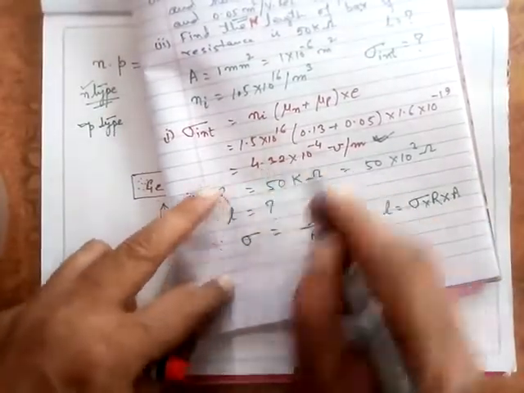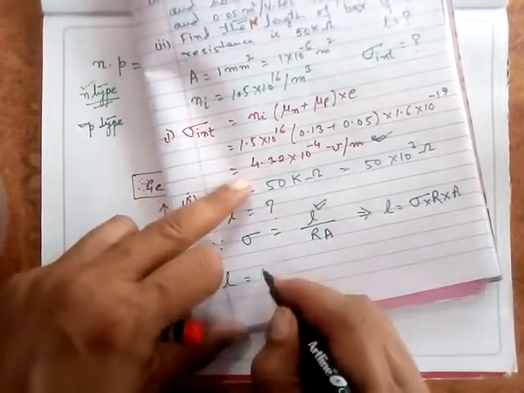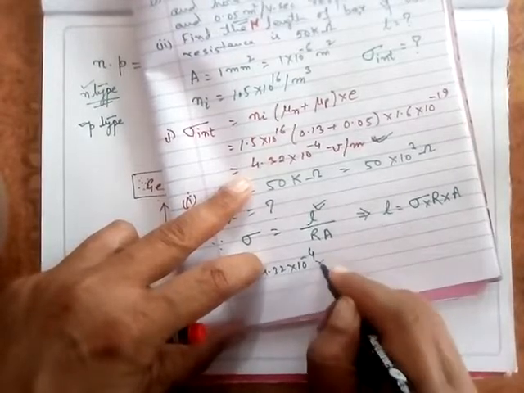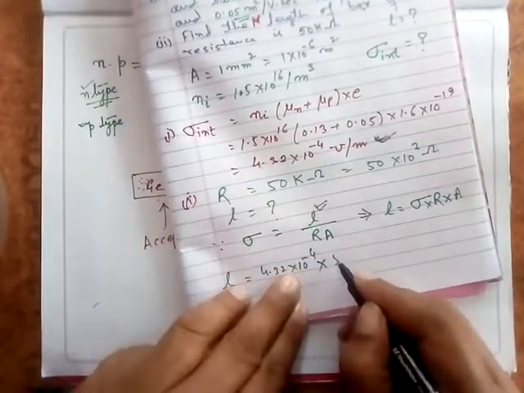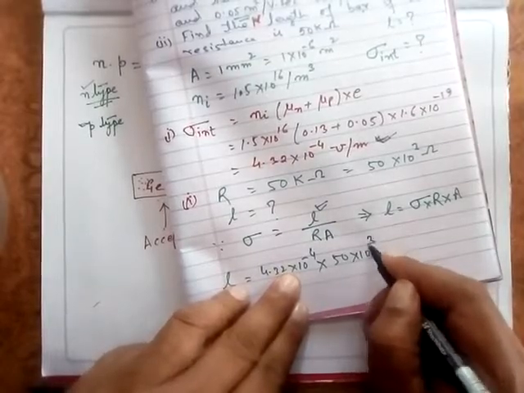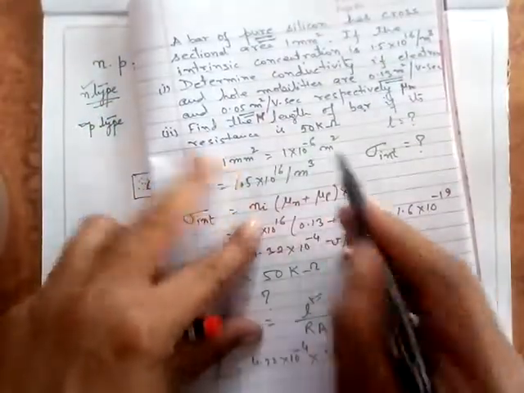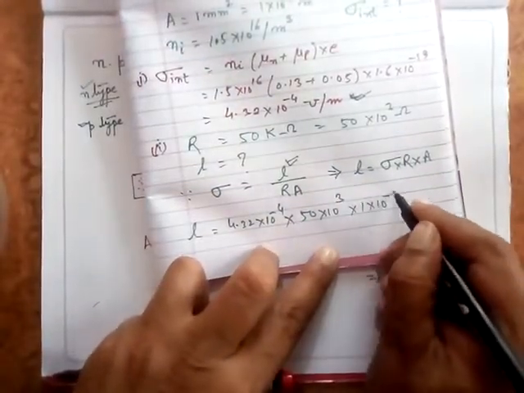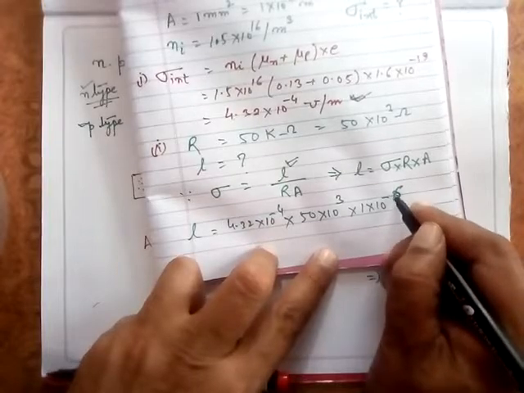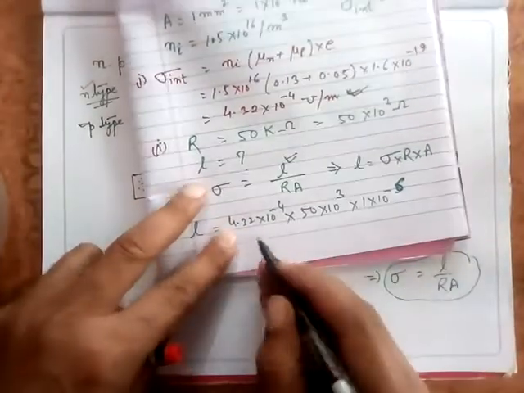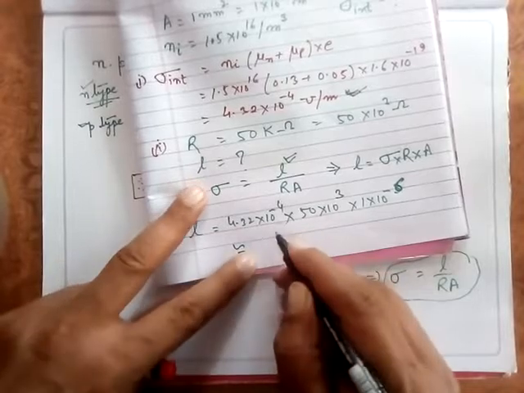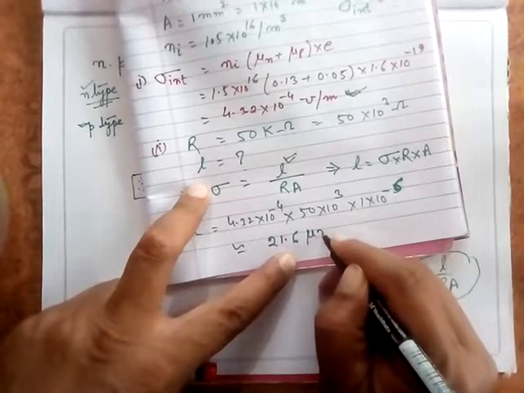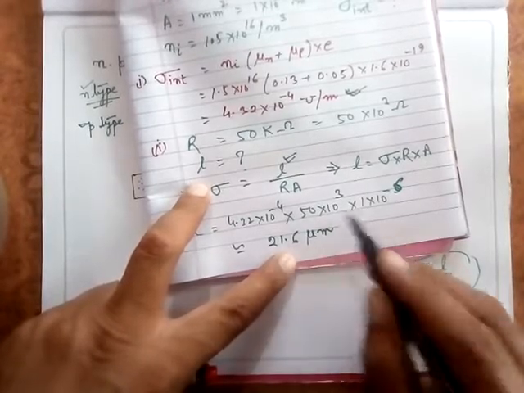So the value of L is equal to 4.32 into 10 to the power minus 4 into R, 50 into 10 to the power 3, and area is 1 into 10 to the power minus 6. If I calculate this, as per my calculation, it comes out to be approximately 21.6 micrometer, that is 21.6 into 10 to the power minus 6 meter. So this is what I obtain here.